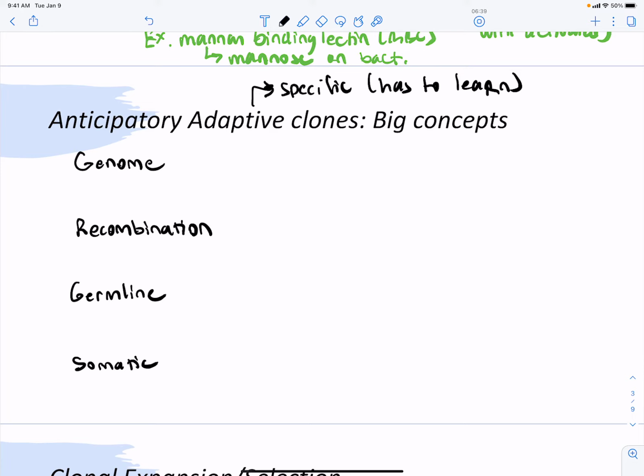So this leads to what is referred to as anticipatory adaptive clones. A clone is just an immune cell that makes copies of itself.